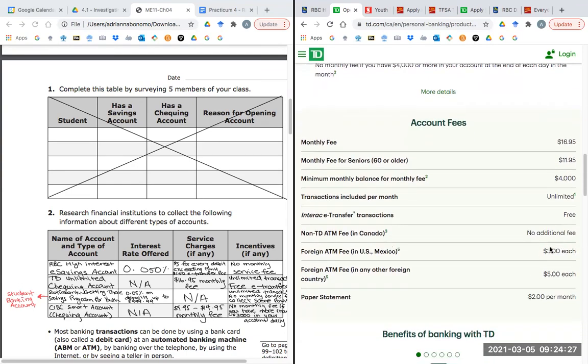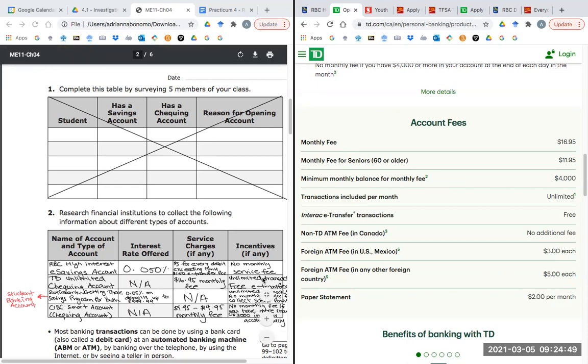So here are some other service charges. If you use a foreign ATM, so if you put your card into an ATM in the States or in Mexico, you have to pay $3 to use that machine. Same idea. If you use an ATM in another country other than USA and Mexico, you have to pay $5. So those are some service charges.